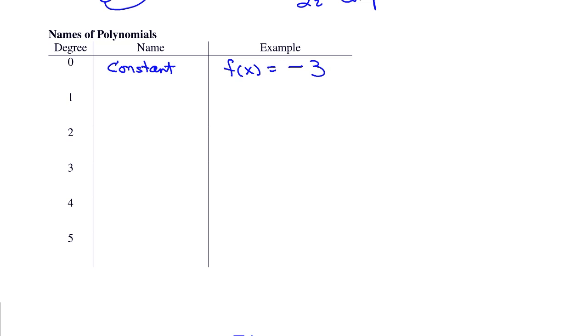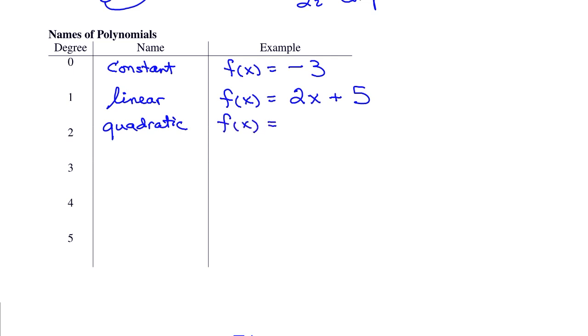A polynomial of first degree is called linear. And we've studied these before. An example would be f of x is equal to 2x plus 5. So the degree is 1. That is the highest power of the x. That is x to the first. A polynomial of degree 2 is called a quadratic. We've studied these before as well. For example, f of x is equal to x squared minus 3x plus 4.